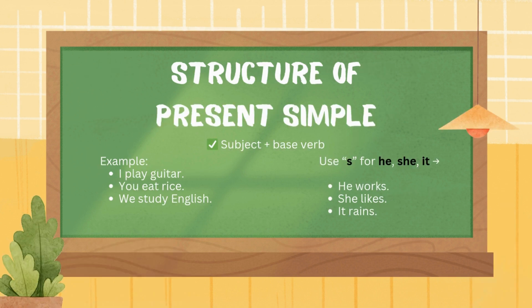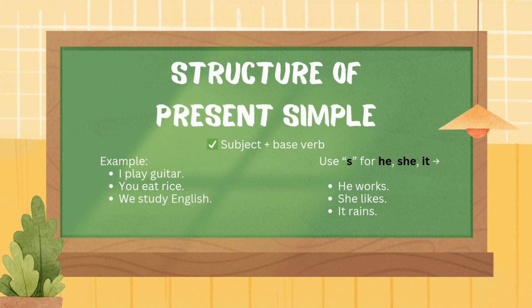Now let's learn the structure of present simple. Here's the pattern. You need subject plus base verb. Examples. I play guitar. In this first example, I is your subject, play is your base verb, guitar is your object. Another example. You eat rice. So you is the subject and eat is your base verb.